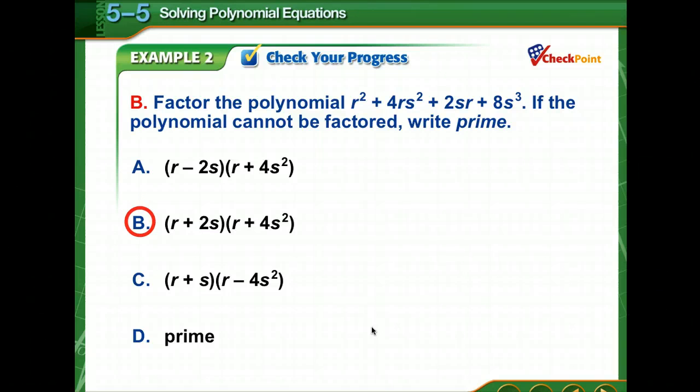r plus 2s times r plus 4s squared. Very good.